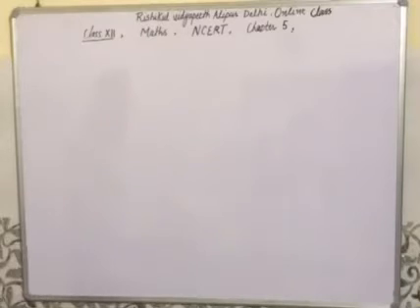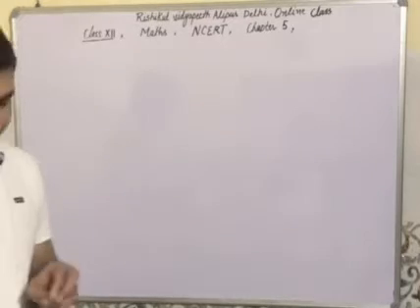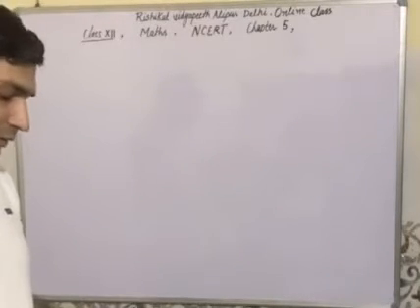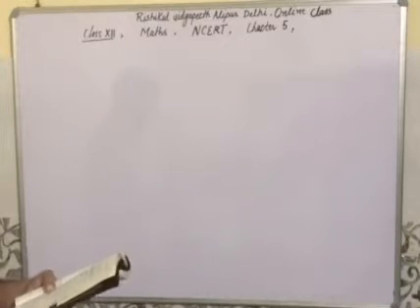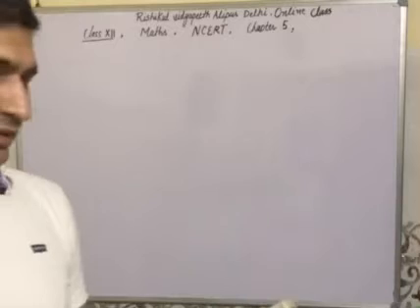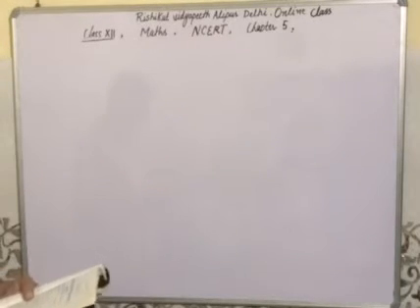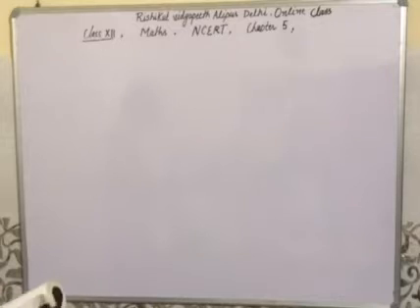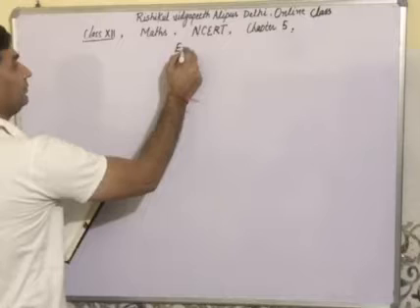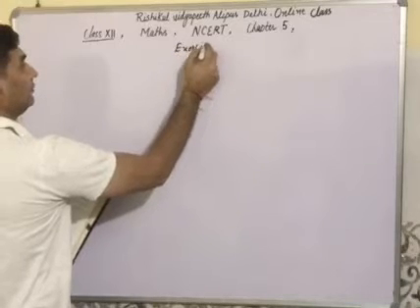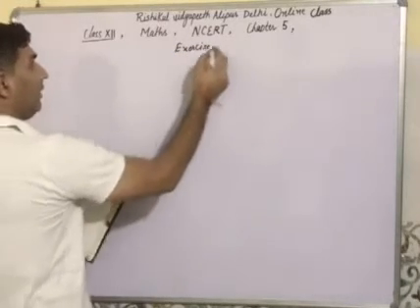Now we are discussing exercise 5.6. Parametric forms are there. If x and y are connected parametrically, as in the questions given in exercises 1 to 10, then without eliminating the parameter, find dy by dx.